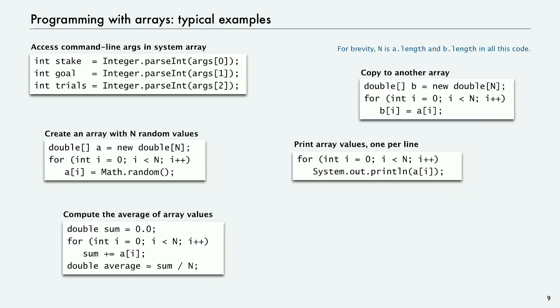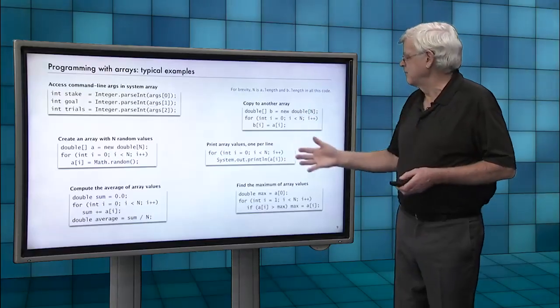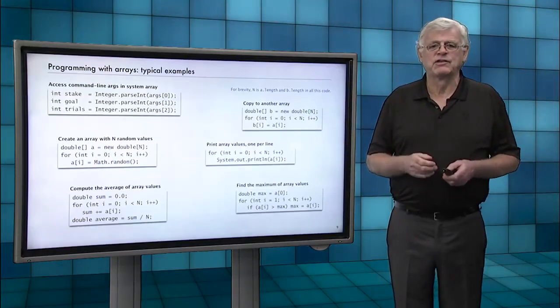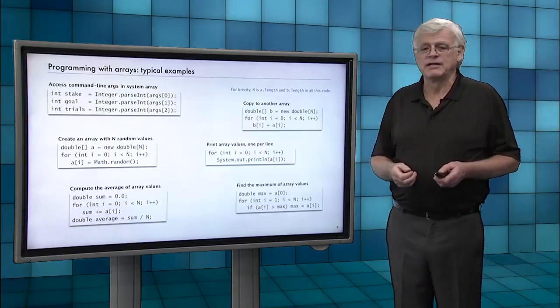This is just to get used to the idea of using arrays. This code here computes the average of array values. So initialize sum at 0, go through the array, adding in each array element, and then declare a double variable average, and that's sum divided by n. And this is similarly finding the maximum. Initialize a variable max at A[0], and then for the rest of them, if you find a bigger one than the current maximum, then reset max. So these are typical examples of simple computations that you might want to perform with arrays, just to get you used to the idea of writing this sort of code.